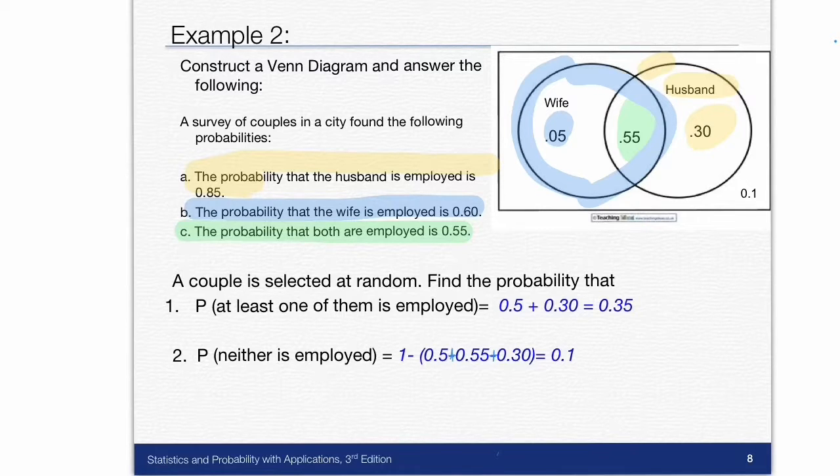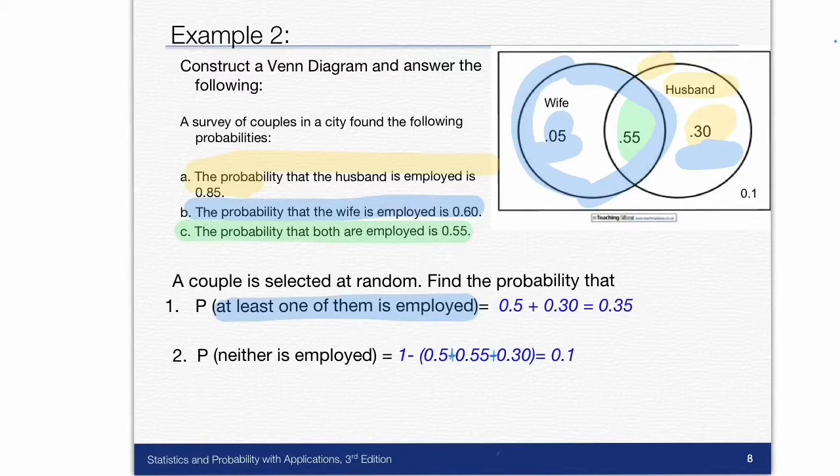So a couple is selected at random. Find the probability that at least one of them is employed. At least one of them is employed. So what I would do is take my two probabilities of just the wife being employed and just the husband being employed, and I get 0.05 plus 0.3, and I get 0.35 when I add them up. Okay?